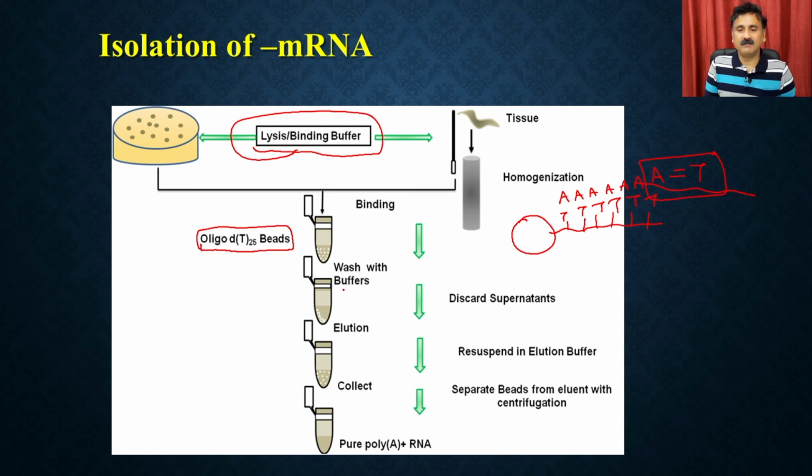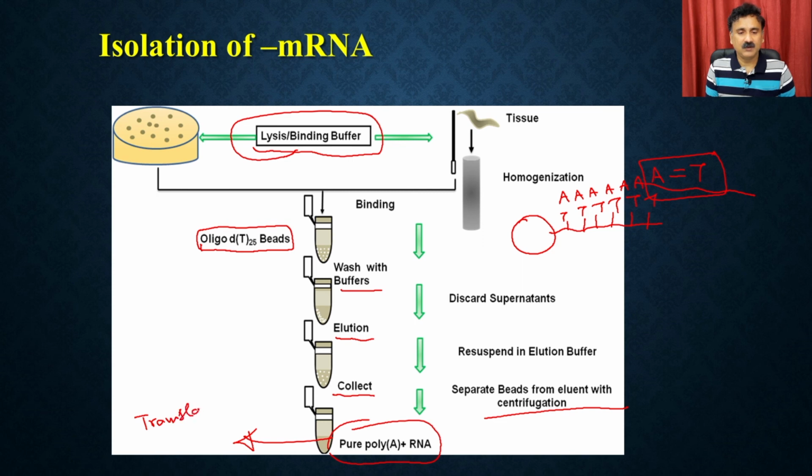And then you have the subsequent steps. You are going to do the washing with the wash buffer, and then you are going to do the elution. Once you do the elution, the RNA is going to be eluted, and then you can separate the beads from the eluent after centrifugation, and that's how it is going to give you the pure RNA. Once you have the pure RNA, you can use it for many applications. You can use it for translation studies. You can use that for preparation of cDNA libraries. You can use that for many other applications.